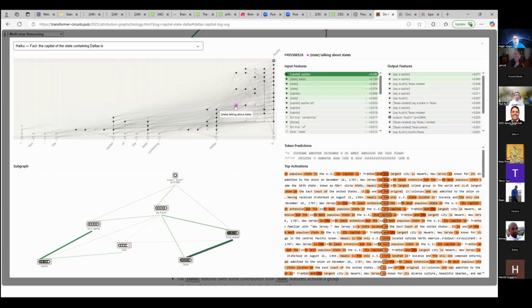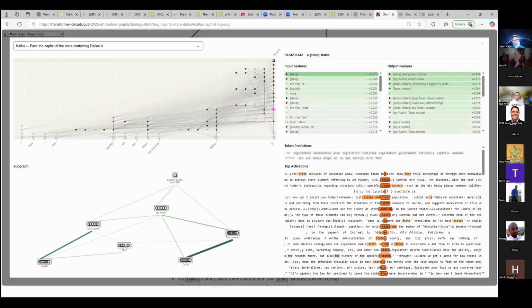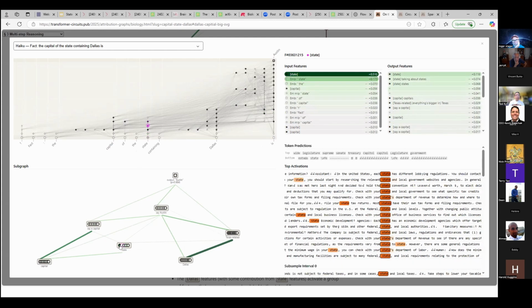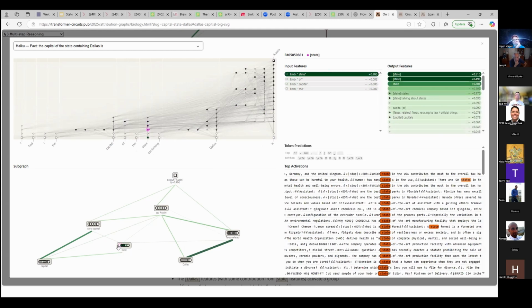Okay. So this state feature is actually not over the word state. It's actually in the "is". It's in the last token position. This one's also a little bit lower. This one you see is actually around, what, layer 1, 2, 3, 4, 5, at the token position for the word state. Okay. This one's the same token position, but an earlier layer. And this one, an even earlier layer.